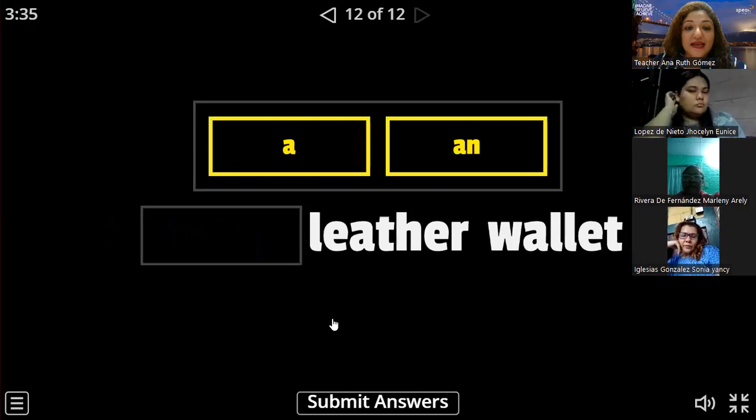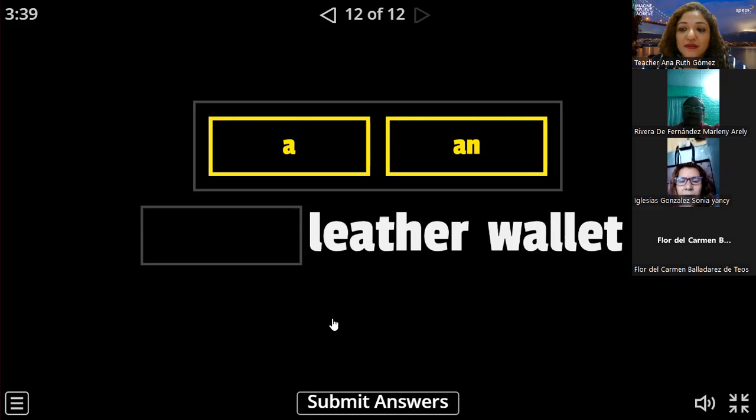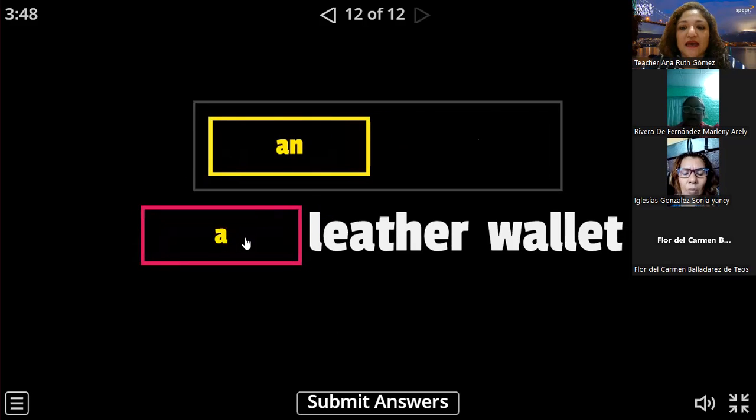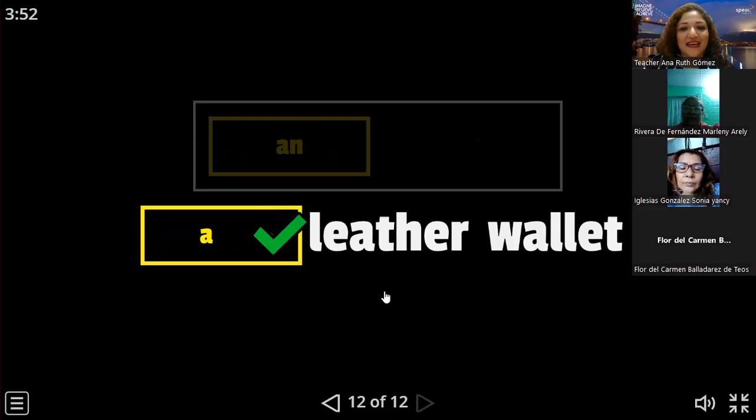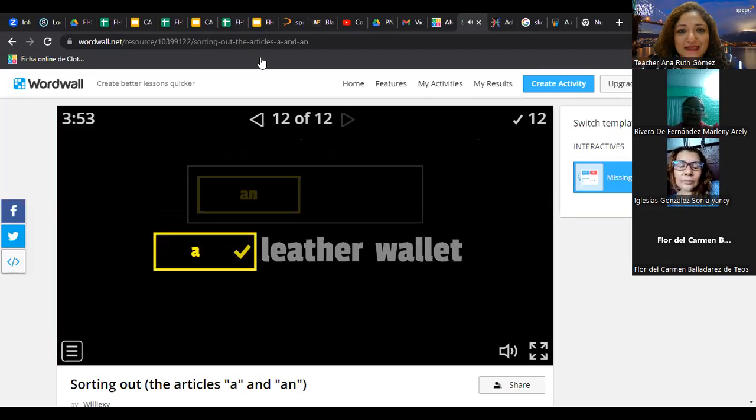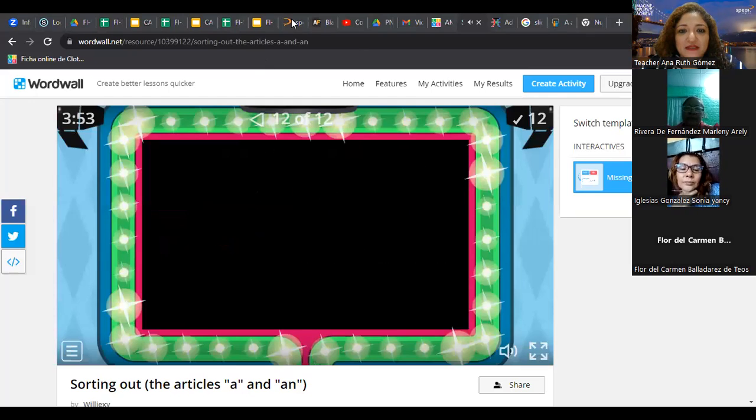Okay. What about the next one? A leather wallet. Okay. A leather wallet. Wallet. Excellent. Wallet is billetera. Excellent. Very good. Nice. Okay. Very, very easy.